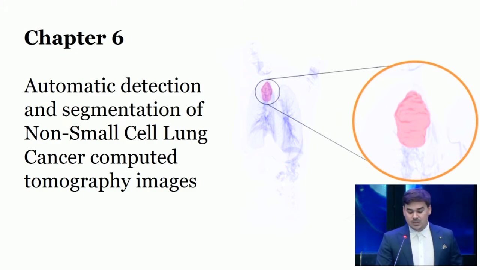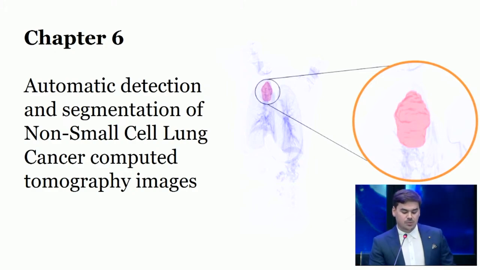On this slide, we look at chapter 6 of this thesis, automatic detection and segmentation of non-small cell lung cancer on computed tomography images. Non-small cell lung cancer is the deadliest of all cancers. It affects both genders and accounts for roughly 20% of total cancer deaths worldwide. In this chapter, we developed a model that could automatically detect and segment non-small cell lung cancer on computed tomography images.